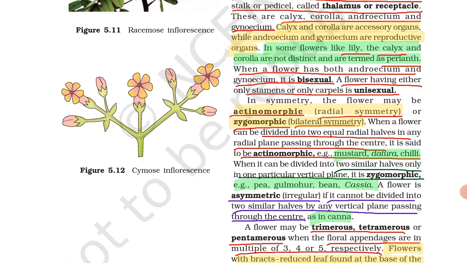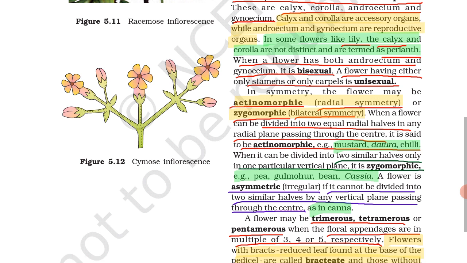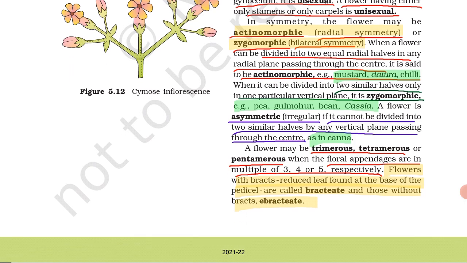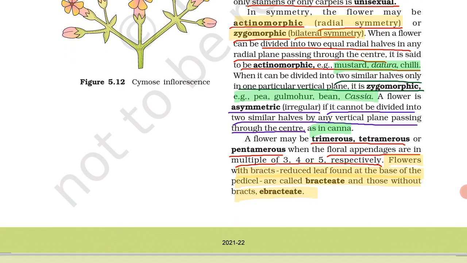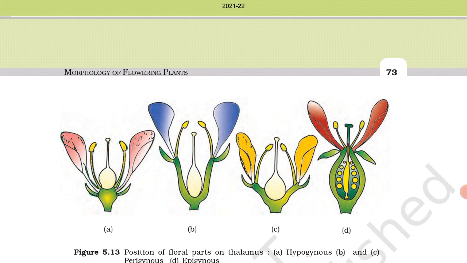Next is zygomorphic. When it can be divided into two equal halves only in one particular plane, it is called zygomorphic symmetry. Examples are pea, gulmohar and Bauhinia. Next is asymmetric, meaning irregular. It cannot be divided into two similar halves by any vertical plane passing through the center, as seen in canna. A flower may be trimerous, tetramerous or pentamerous, where the floral appendages are multiples of 3, 4 or 5. Flowers with bracts, a reduced leaf at the base of the pedicel, are called bracteate, or without bracts are called ebracteate.